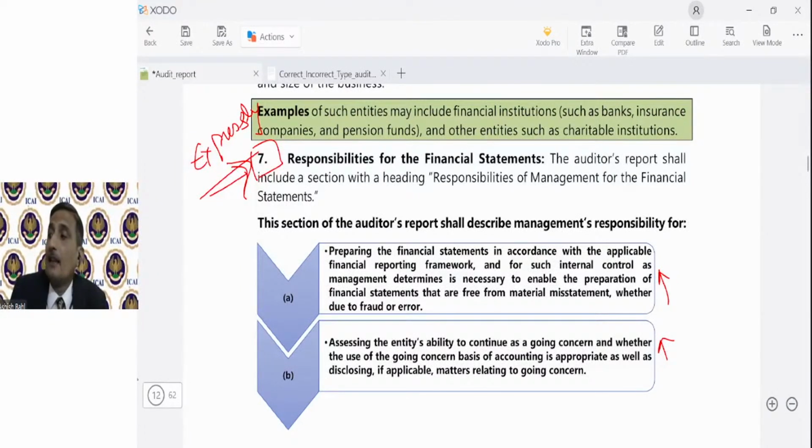The reason is that SA 700 wants to make it very clear that responsibility for preparation of financial statements lies with the management. Responsibility for devising, implementing and maintaining internal control lies with the management. It is also the management's responsibility to ensure that the going concern assumption which they are following is appropriate. The auditor comes into the picture afterwards. He has to evaluate. Okay.